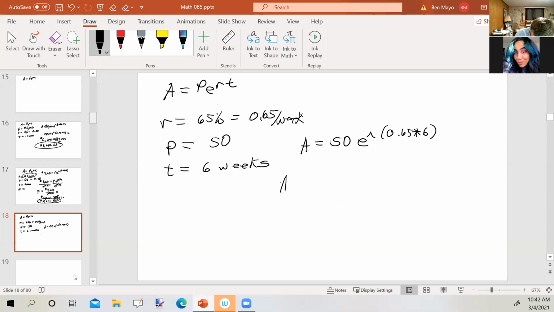All right. Again, I could predetermine 0.65 times 6, but I'm just going to go ahead and leave it. So I've got 50 times e to the 0.65 times 6, close it up, power. I get 2470.12. Now, how many will there be in 6 weeks? Rounding to the nearest bed bug, the amount would be approximately 2,470.